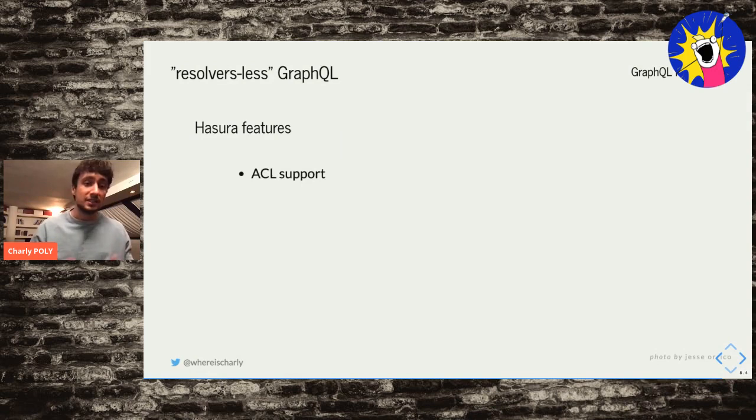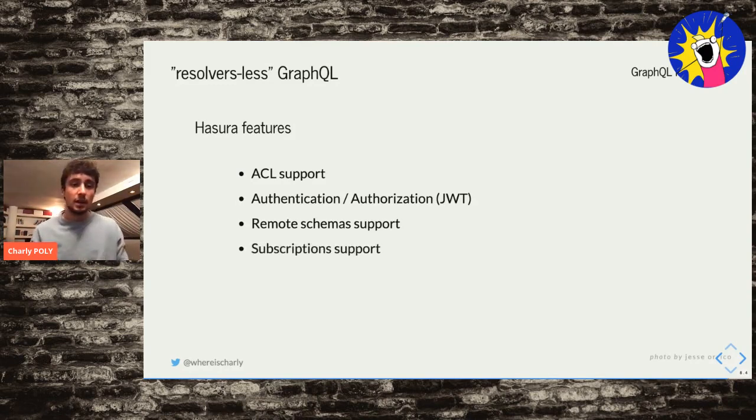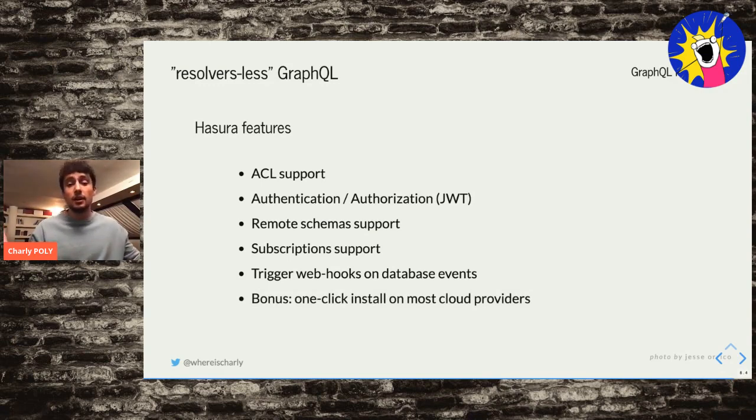It provides also access control list support, advanced authentication authorization using JWT, remote schema support, meaning that you can compose with Hasura. You can query a Hasura instance server and have it plugged on many Postgres instances, but also many other GraphQL API. So this is super powerful as one kind of Apollo federation over Postgres. It supports subscription, which is not the case of Apollo federation for now. You can trigger webhooks, and bonus, Hasura provides one-click install on most cloud providers, AWS or Heroku.